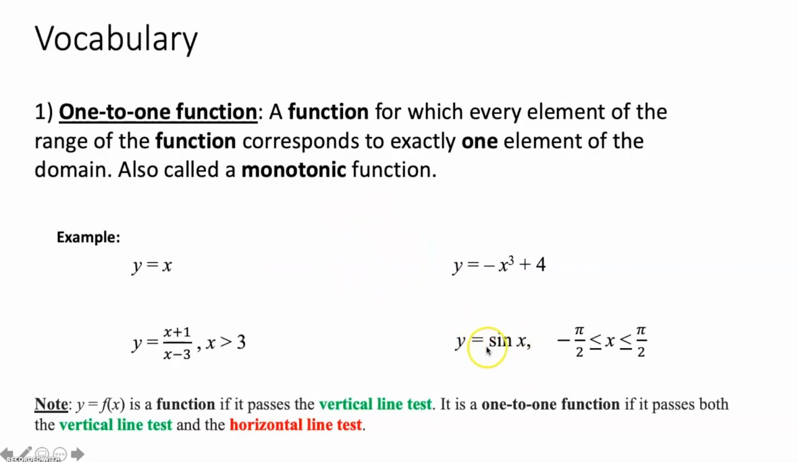In this particular example, for y equals sine of x, notice that we had to restrict its domain. Otherwise, it wouldn't have been considered a one-to-one function. This is only a one-to-one function if we look at sine from negative pi over 2 to pi over 2.